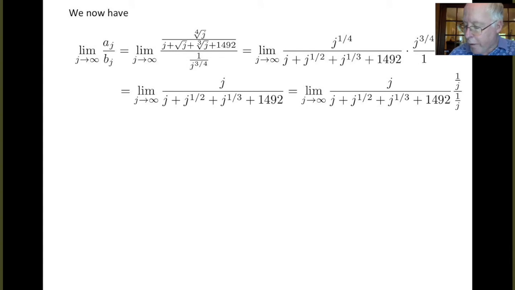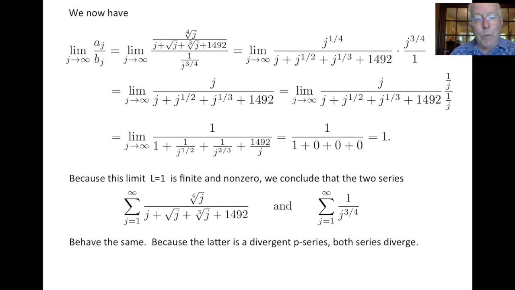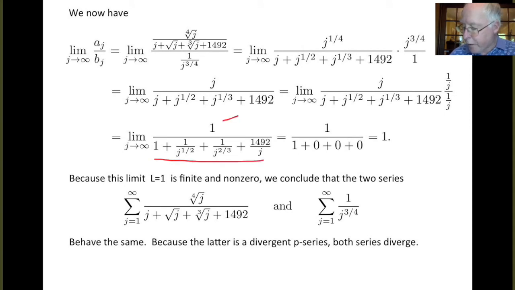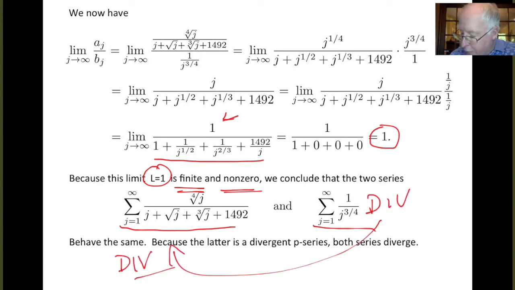And again, as we did in Calc 1, we say, well, J is the biggest term at the top, J is the biggest term at the bottom. So we divide top and bottom by J. When we do that, a little algebra gives us this expression down here with 1 at the top. And as J goes to infinity, all these terms go to 0 to give us a limit of 1. So in this case, L equals 1. And again, finite, non-zero. And so we can conclude that the two series we compared behave the same. And since this one diverges, that implies that one also diverges.